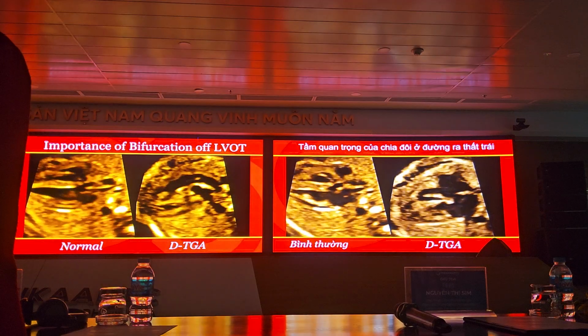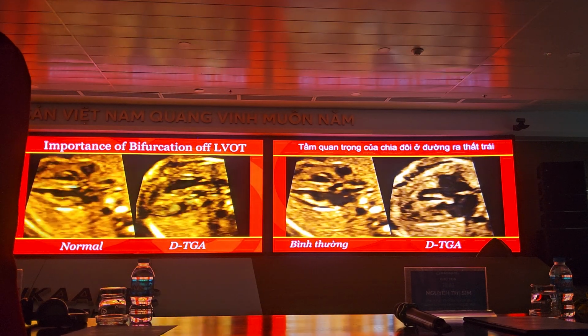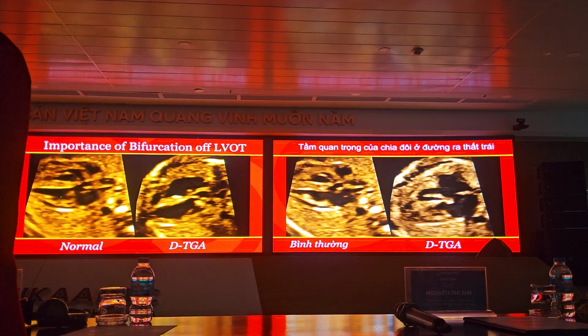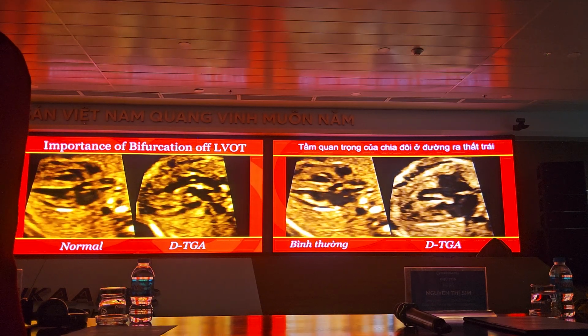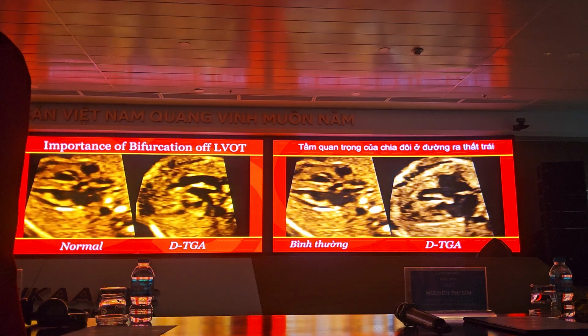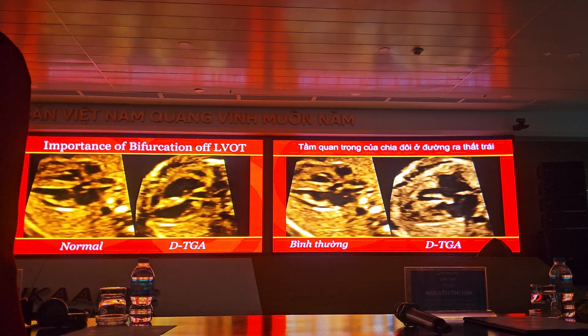And bifurcation off the left ventricular outflow tract: as you see on the left, there's no bifurcation. The aorta doesn't bifurcate, but here with transposition, coming off the left ventricle is a pulmonary artery bifurcating. That can be helpful, but the most important thing I think is to do a sweep.